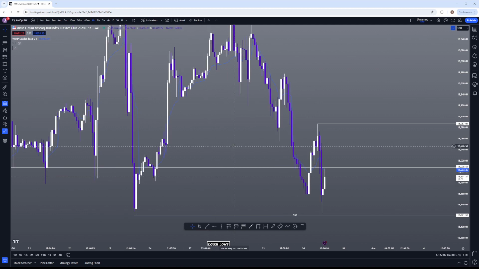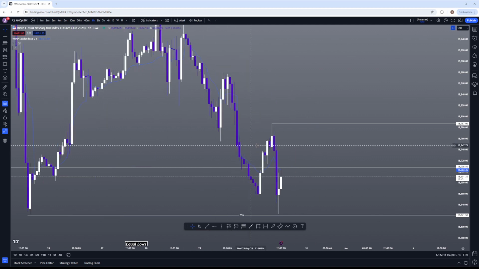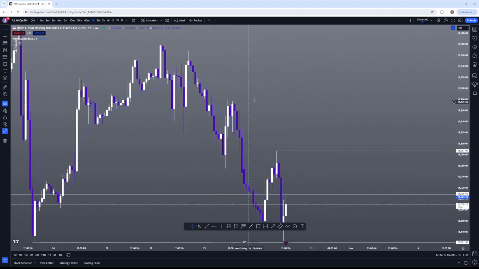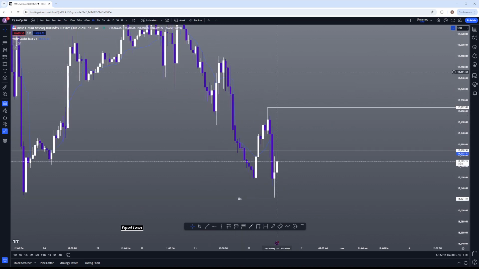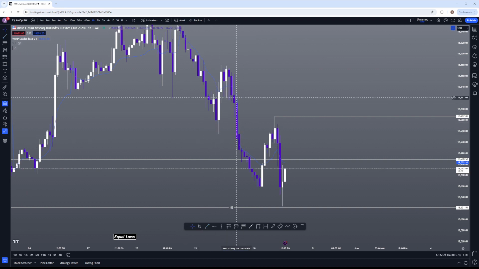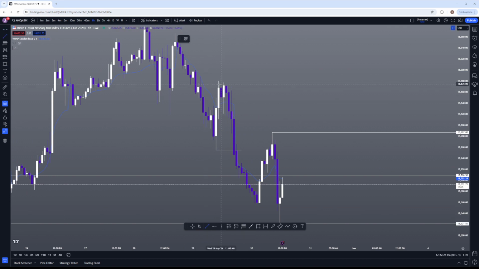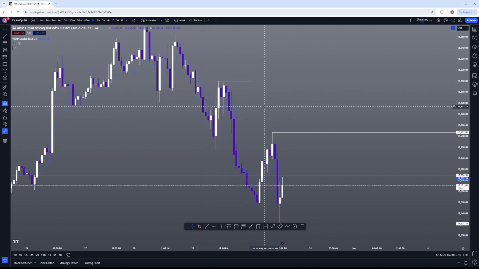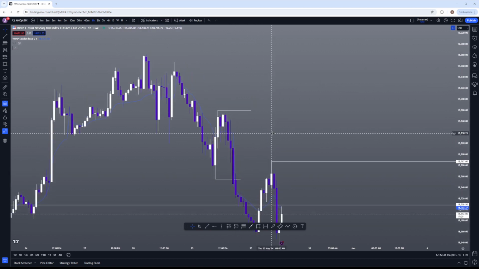So the 1 hour, the 4-hour, the daily, and the weekly, those are our external levels that we have to be looking at, all of these swing highs, all of these swing lows. Notice how right here we have a swing low. What does price do? It comes down and sweeps the swing low. And now we have liquidity up here. We have a swing high.